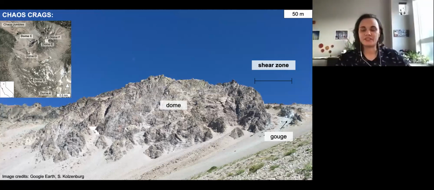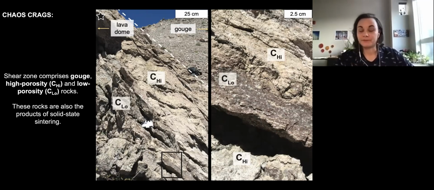As with Mount St. Helens, there's a little bit of gouge present, and you can see that most clearly here in this image, this silver region. But there are also the same sort of rocks appearing. So a high porosity rock and a low porosity rock. They are these buff and dark red colored rocks respectively. And again, these are products of solid state sintering.